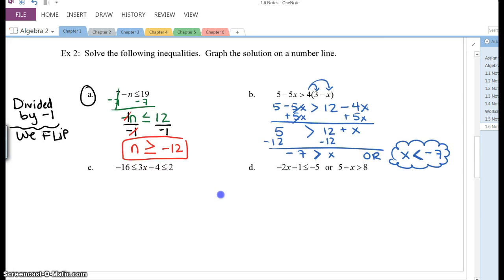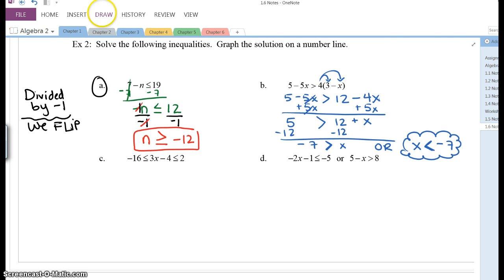All right, let's look at C. Now, notice in C, this is very similar to the example that we graphed above in C, where there's two numbers and there's two inequalities. So what we tend to do is treat this as two separate problems that are connected. So we're going to go ahead and add 4 to get x by itself, but we're going to do it to the right side of the inequality as well as the left side. So you kind of do it 3 times.